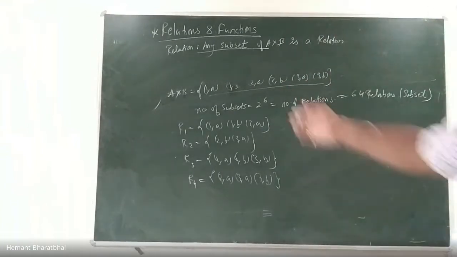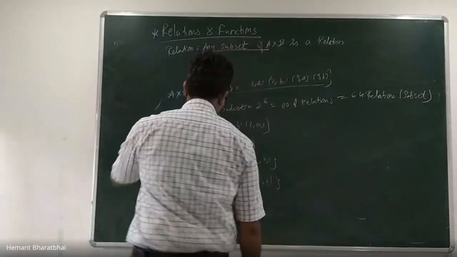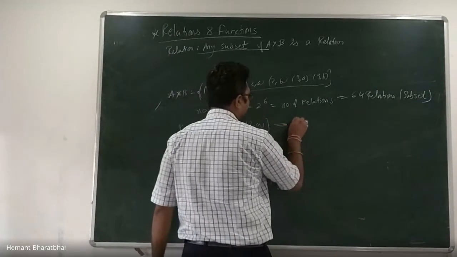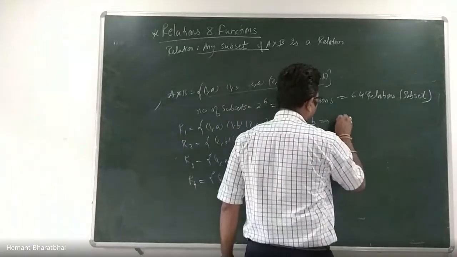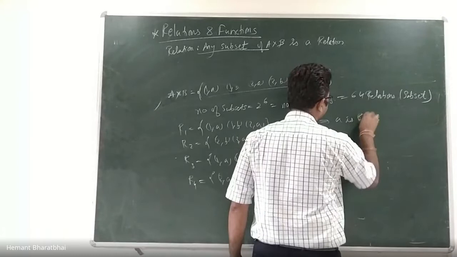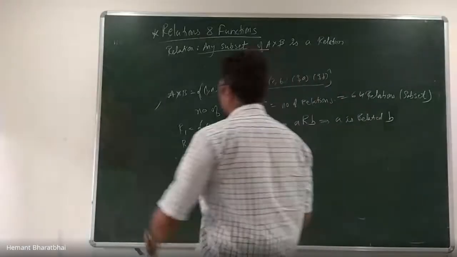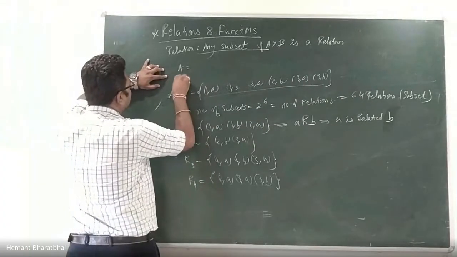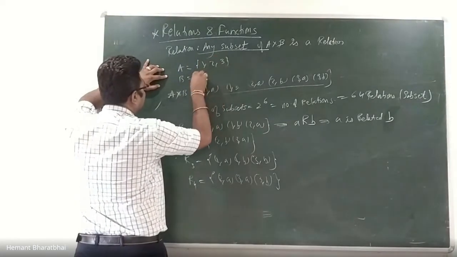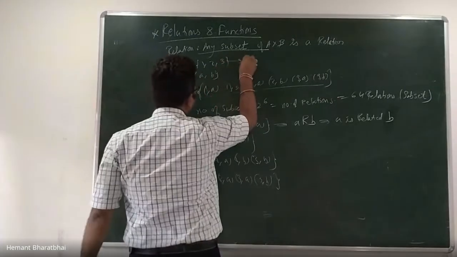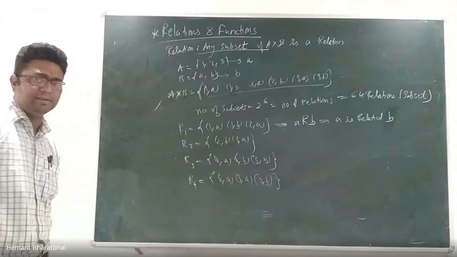Relation can be denoted something like this. And if I want to write this, we write it as a R b, and it will be read as a is related to b. So what is small a and small b? This was the Cartesian product of the two sets. One set was set A and the other set was set B. Elements of set A are denoted by small a, whereas elements of set B are denoted by small b.